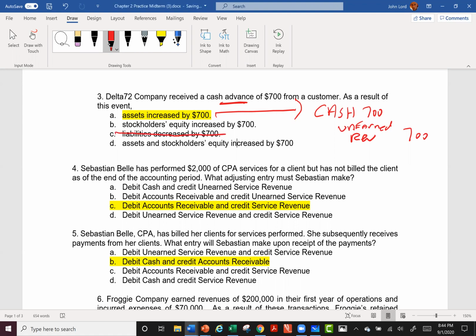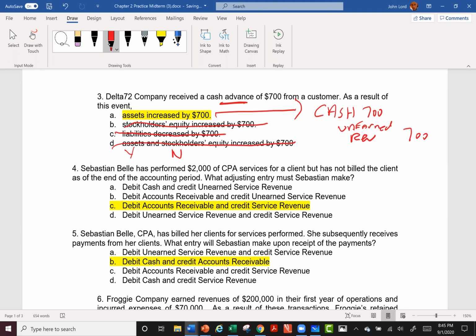Stockholders' equity wasn't affected. Now, maybe you might want to say D is a trick. It's wrong. Assets and stockholders' equity increase. No. Assets, yes. But stockholders' equity, what? No. So the answer is wrong because it's not true that assets and stockholders' equity increase. Only what? Only one right answer on these exams.